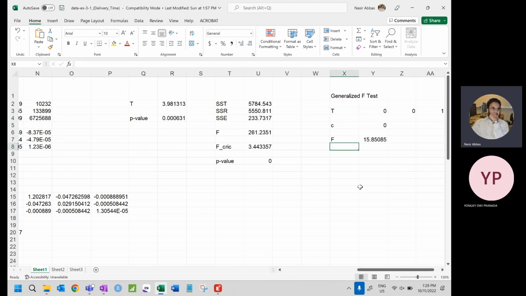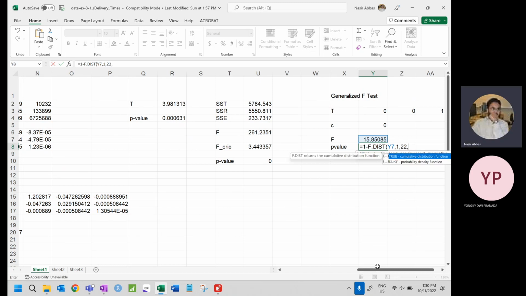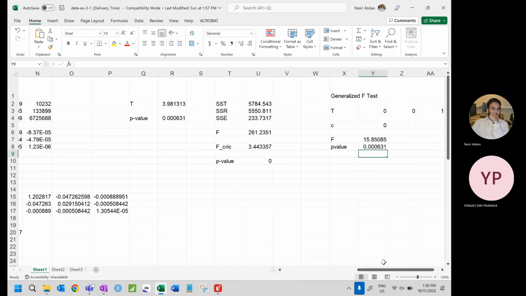So if I try to find the p-value, what do I get? For F test, the p-value is the upper tail area. So 1 minus F.DIST, F distribution. I want this one, comma 1, comma, what's the denominator degree of freedom? 22, comma... 0.00631, exactly the same that we got from the two methods that we discussed before, the t-test and the partial F-test.